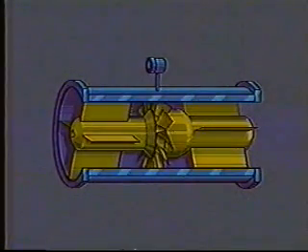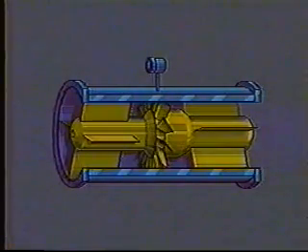As fluid flows across the rotor blades, they spin in proportion to the volume flow. Volume of flow is given by combining the rotor speed with the revolutions per unit of volume.